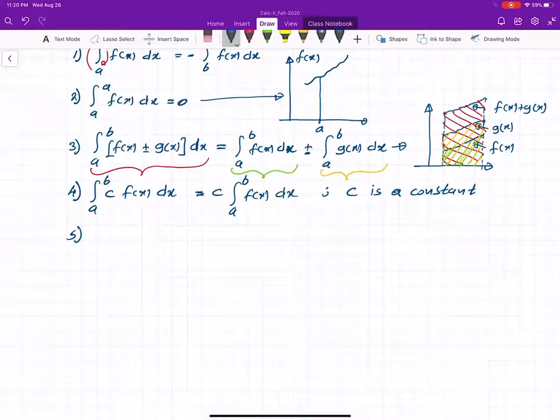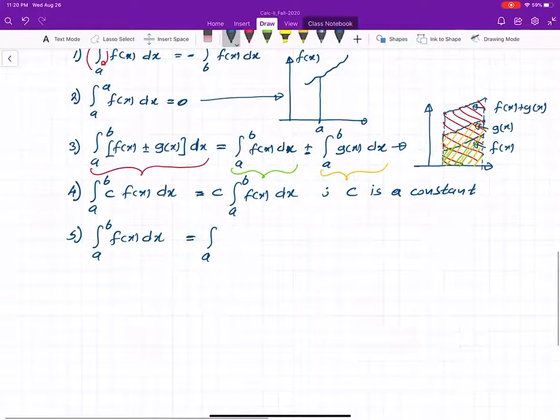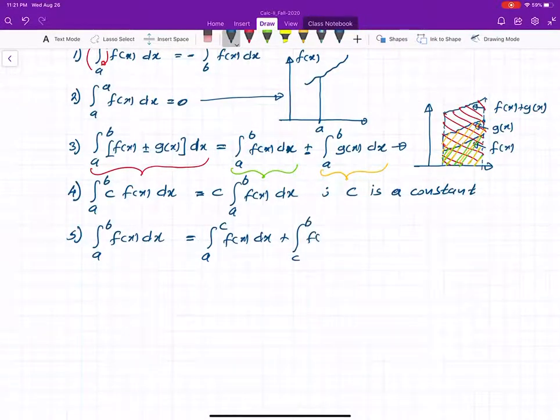Fifth property, you have something like integration from a to b of f of x. All right, you're going to integrate that function from a to b, but the thing here is, let's say you have a point between a and b. Let's say the point is c here. Okay, so you integrate from a to c f of x dx, plus you integrate from c to b f of x dx.